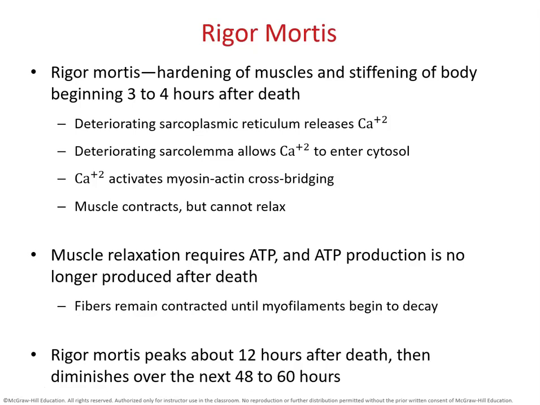And so with the calcium causing a muscle contraction, but no more ATP to allow for relaxation, we have what we call rigor mortis. It's a muscle contraction that can't be relaxed because of a lack of ATP. Rigor mortis peaks after about 12 hours and then starts to diminish as proteases start to break down the actin and myosin filaments.